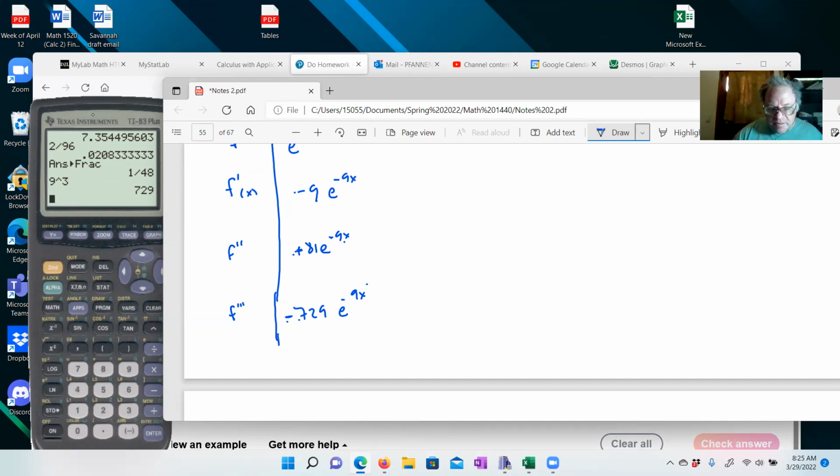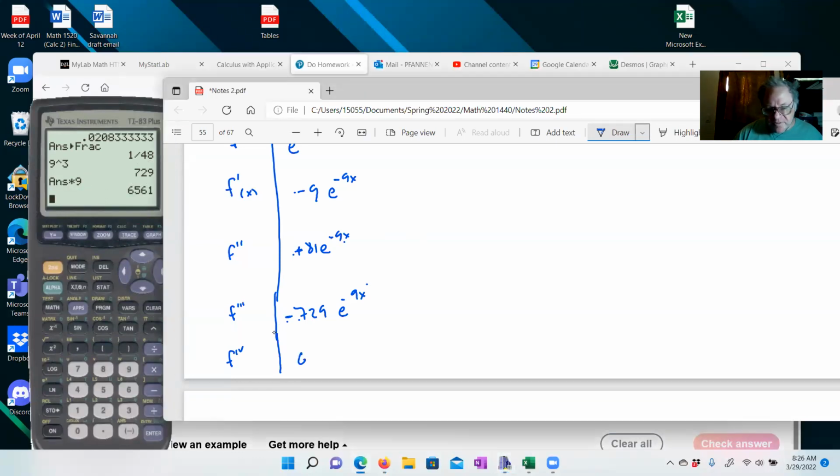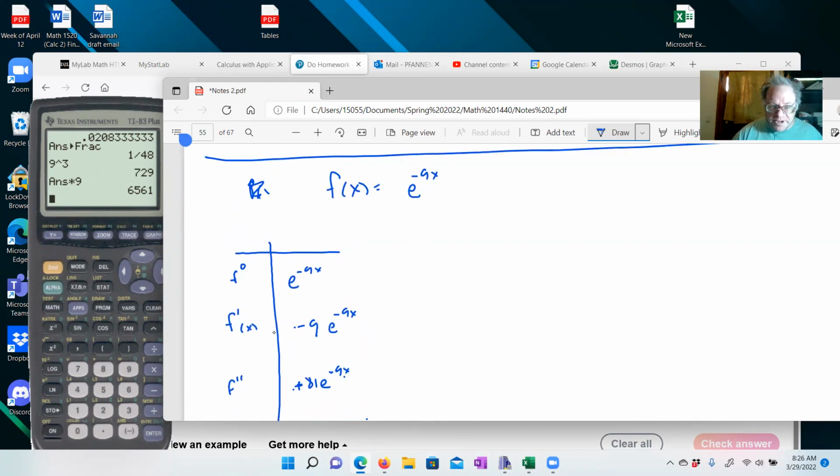And then finally, thankfully, F4. That's going to be times another 9. 6561, but it's going to be positive 6561 e to the negative 9x, because I'm going to bring down the negative 9, it's going to multiply, it's going to be positive, and that's where we are. So those are all my derivatives. Delightful, I know.